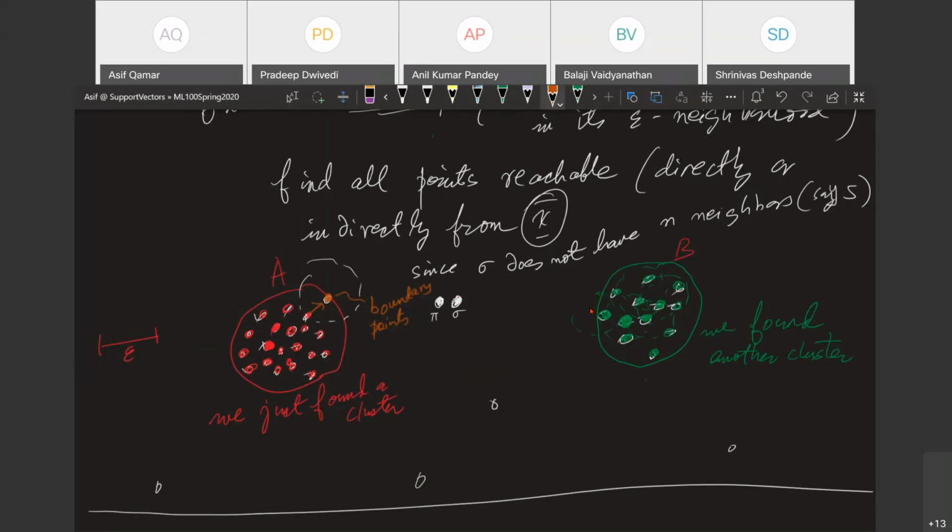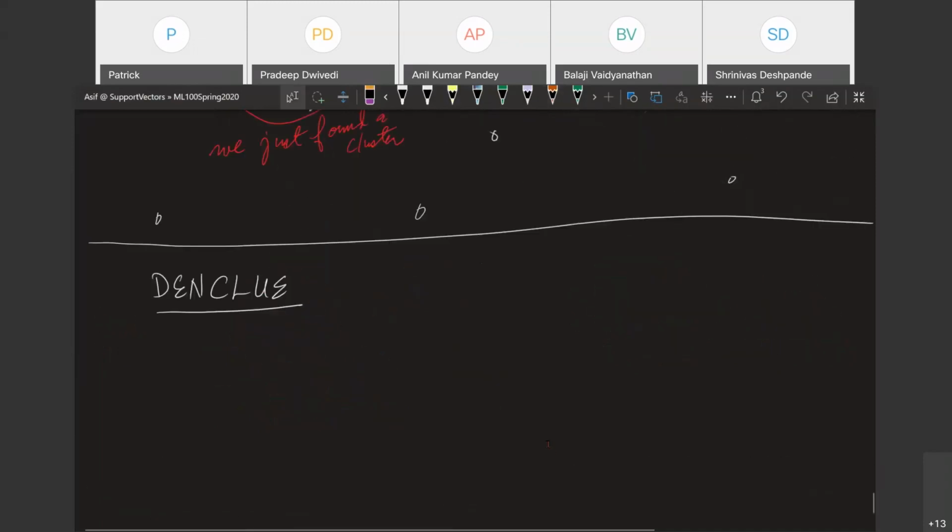Did you get that, Patrick? It's a very simple approach. Keep fanning out. You can grab as much as you can, but you cannot make a jump larger than epsilon. Sir, my only question there is, what if that boundary point is also close to another cluster? Let me answer your question.